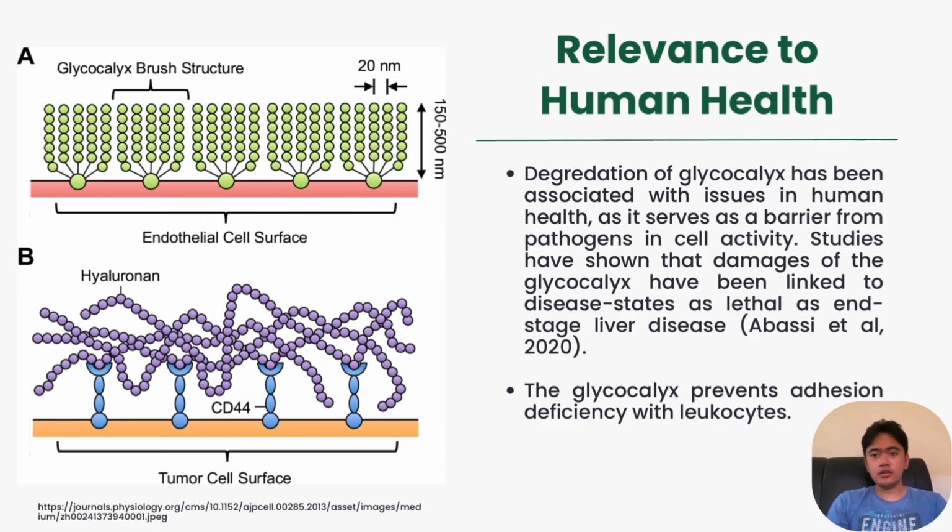Now we move on to the relevance of the glycocalyx in human health. Degradation of the glycocalyx has been associated with issues in human health, as it serves as a barrier from pathogens in cell activity. Studies have shown that damage to the glycocalyx has been linked to disease states as lethal as end-stage liver disease. Next, the glycocalyx prevents adhesion deficiency with leukocytes.